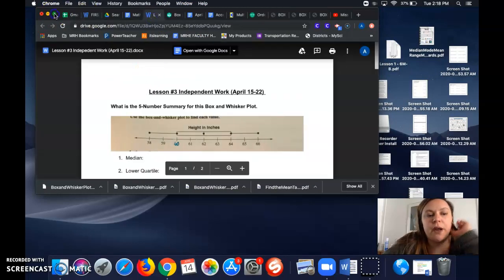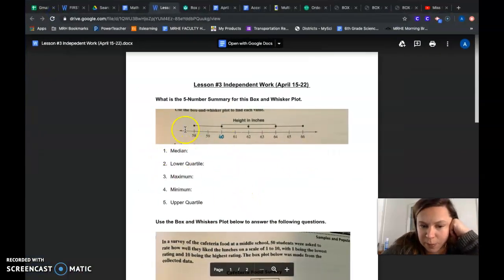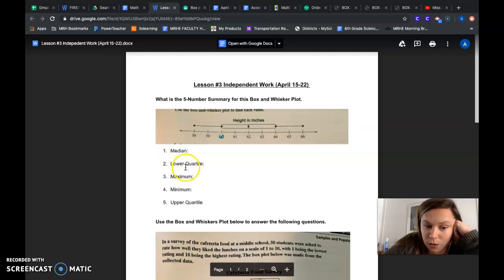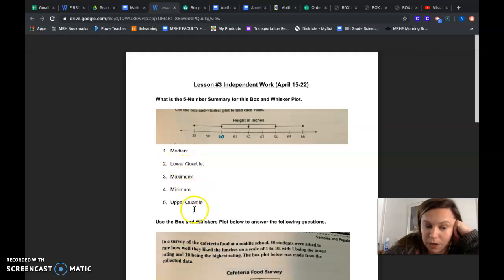All right, so this is your homework right here. This is the same thing. We're dealing with box and whisker plots. It has your 5-number summary. So you need to look at what is your median, your lower quartile, your maximum, your minimum, and your upper quartile. That's what all these dots or these lines represent. Please take a look at that.